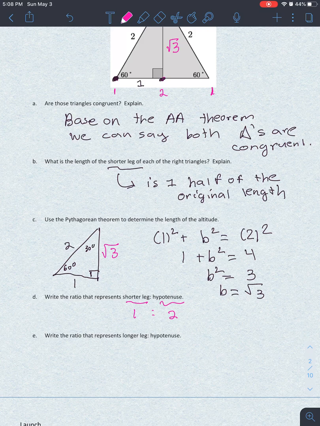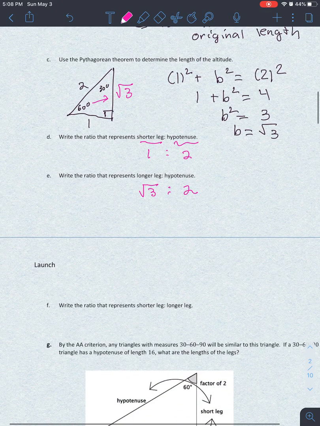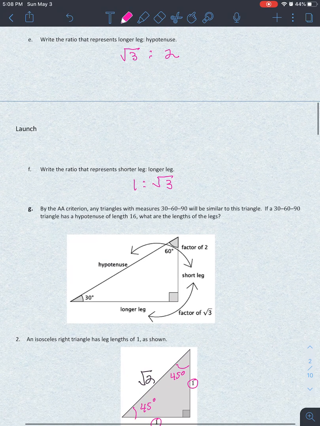So now we want the longer leg, which is the one opposite to 60. So that's square root of 3, and the hypotenuse is still the length of 2. And then the ratio from the shorter leg to the longer is 1 to square root of 3. So all this is saying is whatever you multiply one of the sides by, you're going to have to multiply the other. So let's look at an example.